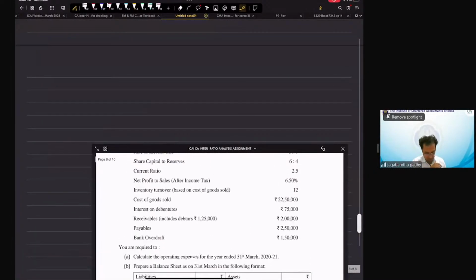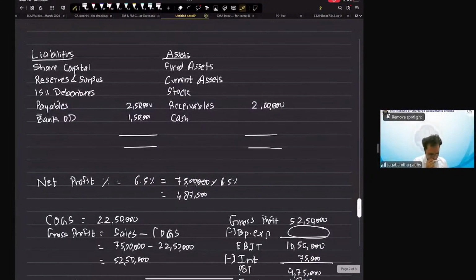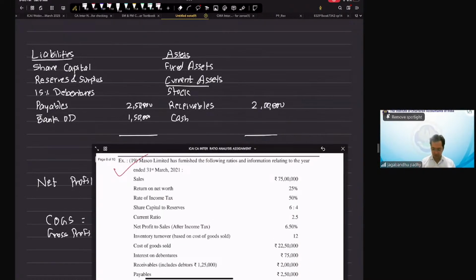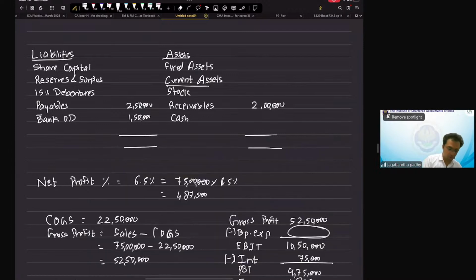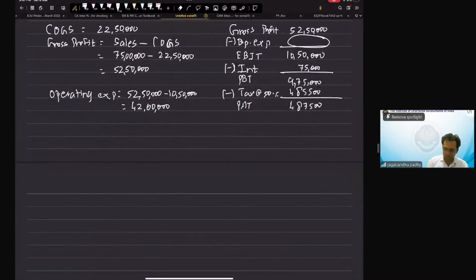Now coming to the balance sheet part. In the balance sheet part, we need the stock. Anyway, this current asset is a header. So let's look at the ratios that we have. Return on net worth is 25%. Now, if the return on net worth is 25%, I have to use the net profit figure.